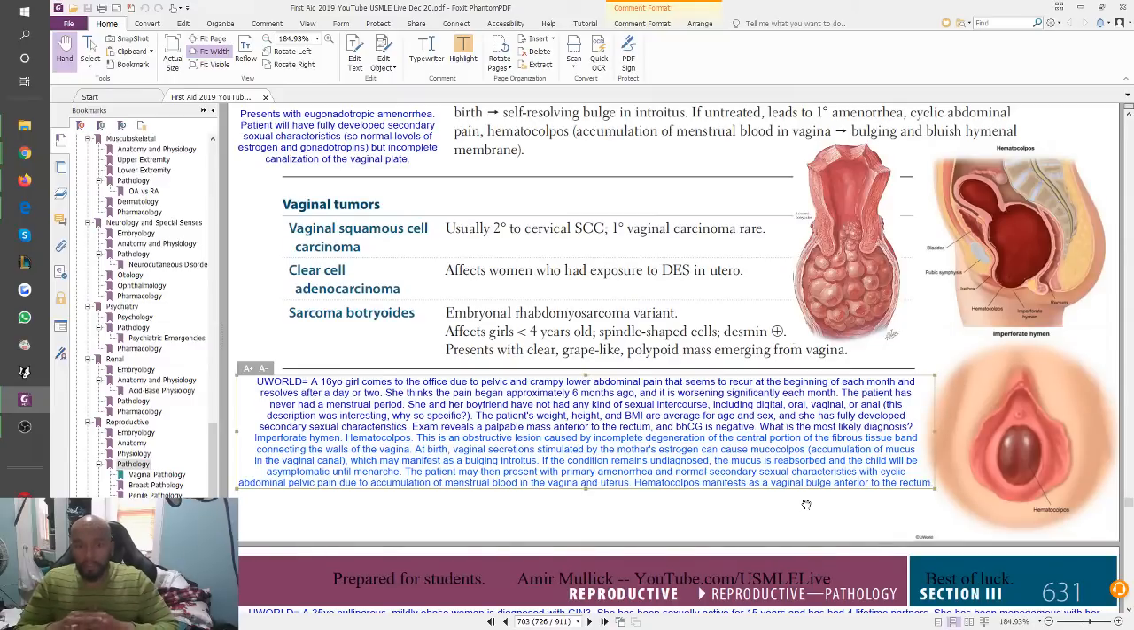This is an obstructive lesion caused by incomplete degeneration of the central portion of the fibrous tissue band connecting the walls of the vagina. At birth, vaginal secretion stimulated by the mother's estrogen can cause mucocolpos, accumulation of mucus in the vaginal canal, which may manifest as a bulging introitus. If the condition remains undiagnosed, the mucus is reabsorbed and the child will be asymptomatic until menarche. The patient may then present with primary amenorrhea and normal secondary sexual characteristics with cyclic abdominal pelvic pain due to accumulation of menstrual blood in the vagina and uterus. Hematocolpos manifests as a vaginal bulge anterior to the rectum.